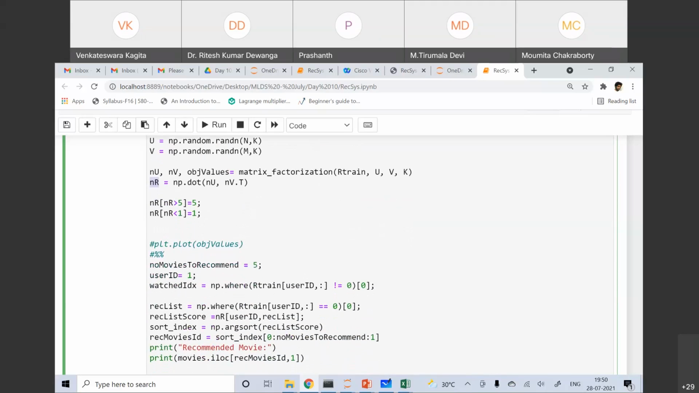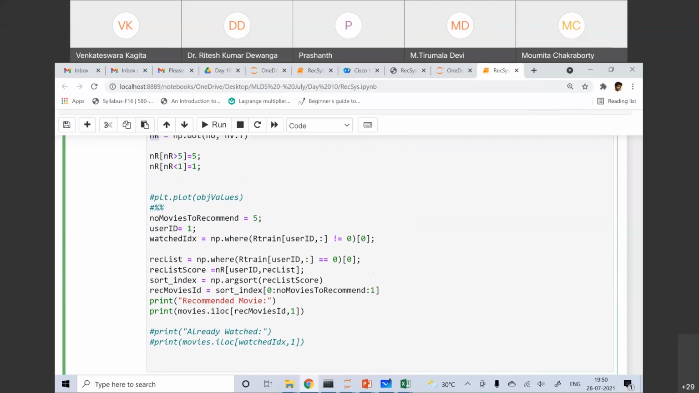So once you get that, what next? You have to make the recommendation, right? So you have to find out the watched movies and the recommendation list. Wherever the user has not seen, you collect those unobserved entries from the training data. Unobserved entries are the candidate items from which you have to make the recommendation, right? And you get the corresponding scores from the predicted matrix.